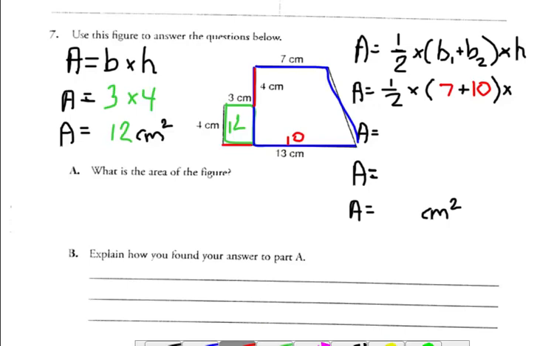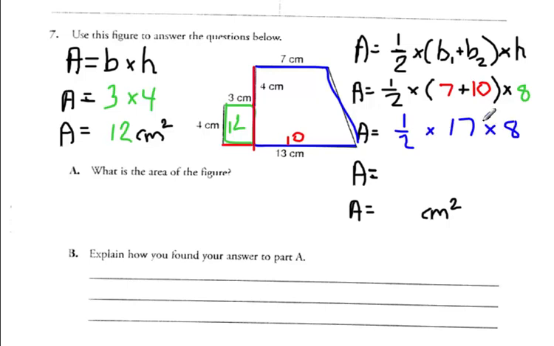Now the helpful thing is the fact that if this piece over here is 4, then that means that this piece here has to be 4. And 4 plus this 4 would be 8. The height of the trapezoid is 8. Alright, and now we can proceed, because we have all the numbers we need now. Let's add the parallel sides, because we always do that first. So 7 plus 10 would be 17, and then we have to take half, and then multiply by 8.